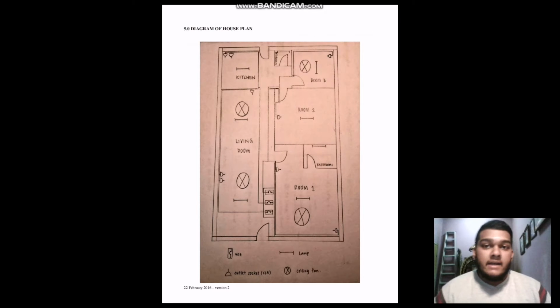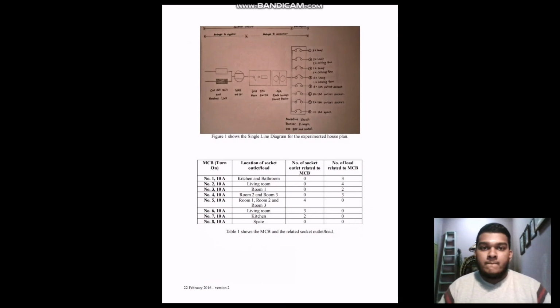This is the diagram of the house plan. And up there, Figure 1 shows the single line diagram for the experimented house plan, which we have seen before. And we have 8 points.